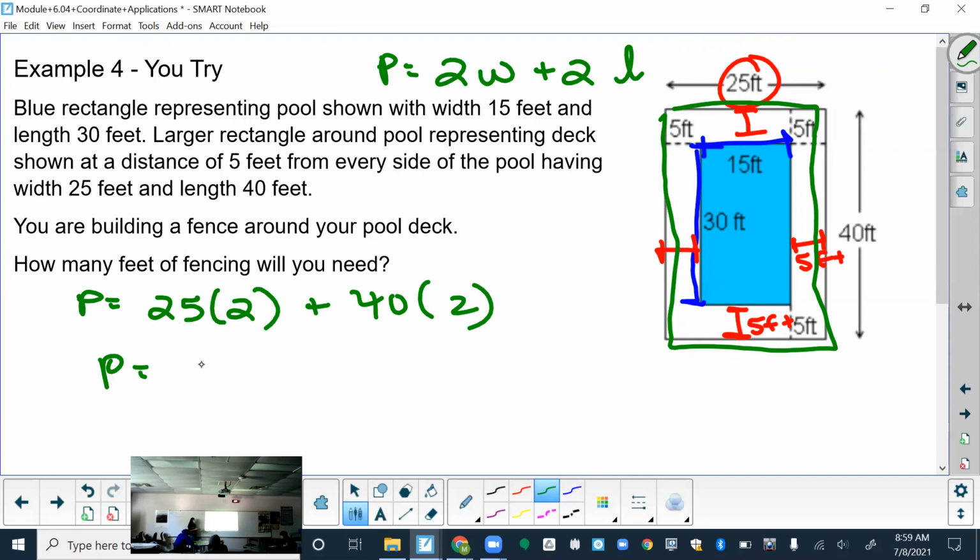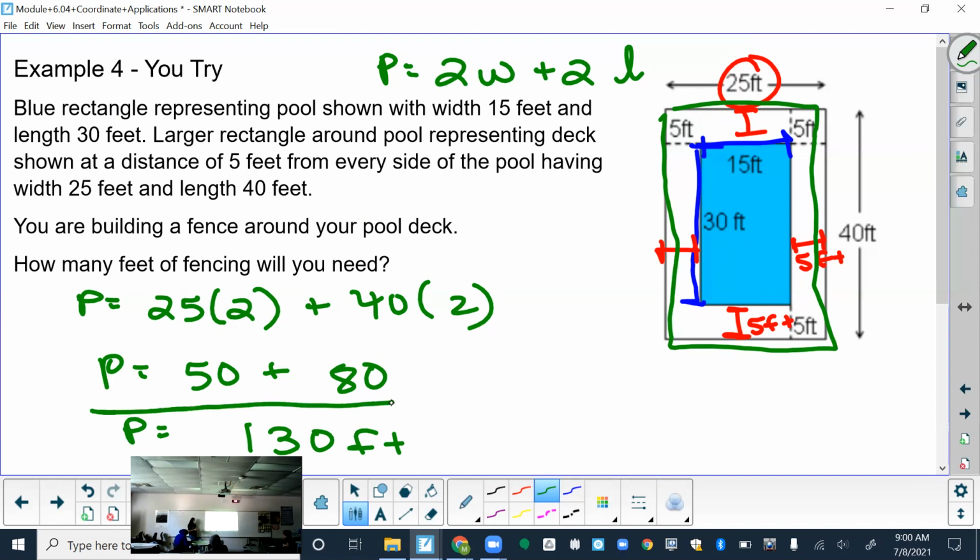25 times 2 is 50. 40 times 2 is 80. 50 plus 80 is 130. What unit are we working with? Feet. And this is all in feet, so that makes sense. You don't have to do any conversion.